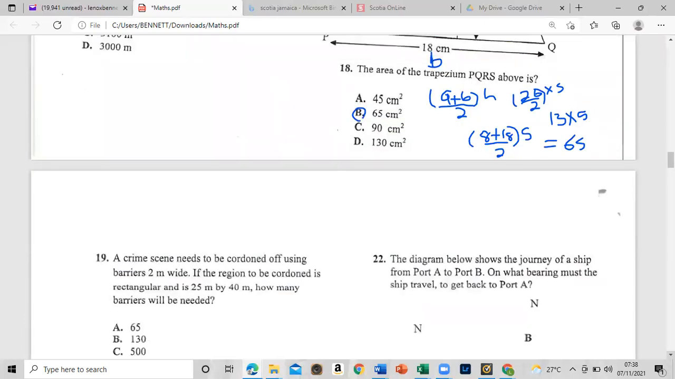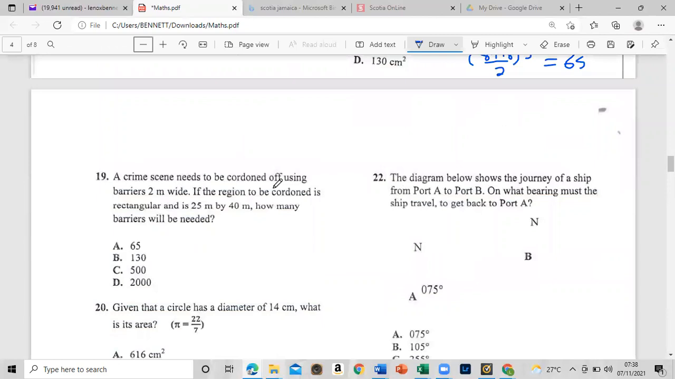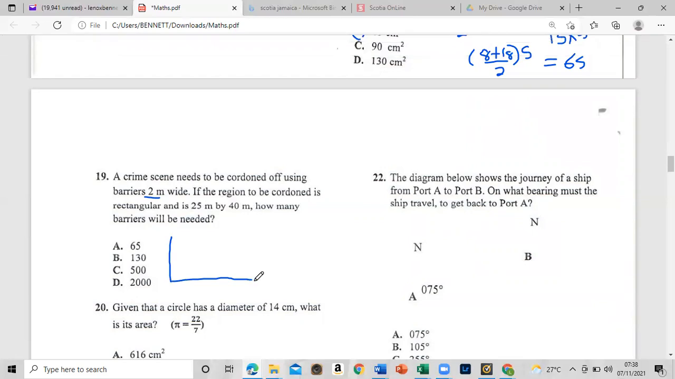Number 19. A crime scene needs to be cordoned off using 2-meter wide barriers. The region to be cordoned off is rectangular and is 25 meters by 40 meters. How many barriers would be needed? Let us draw some first. Is it perimeter or is it area? Cordoned off, I assume they will block it out.